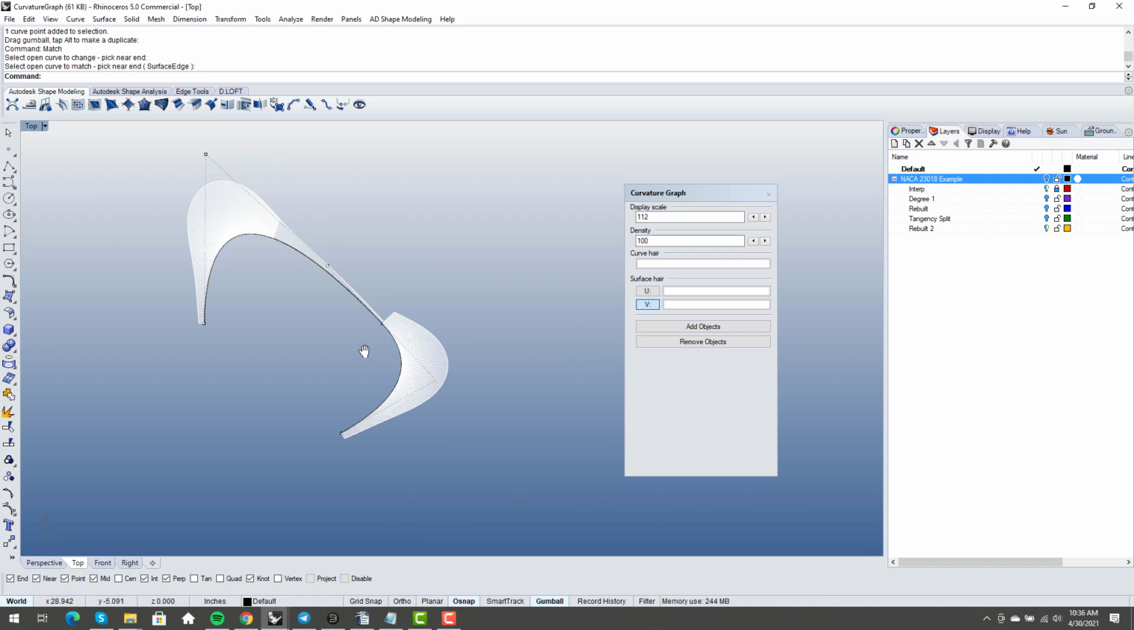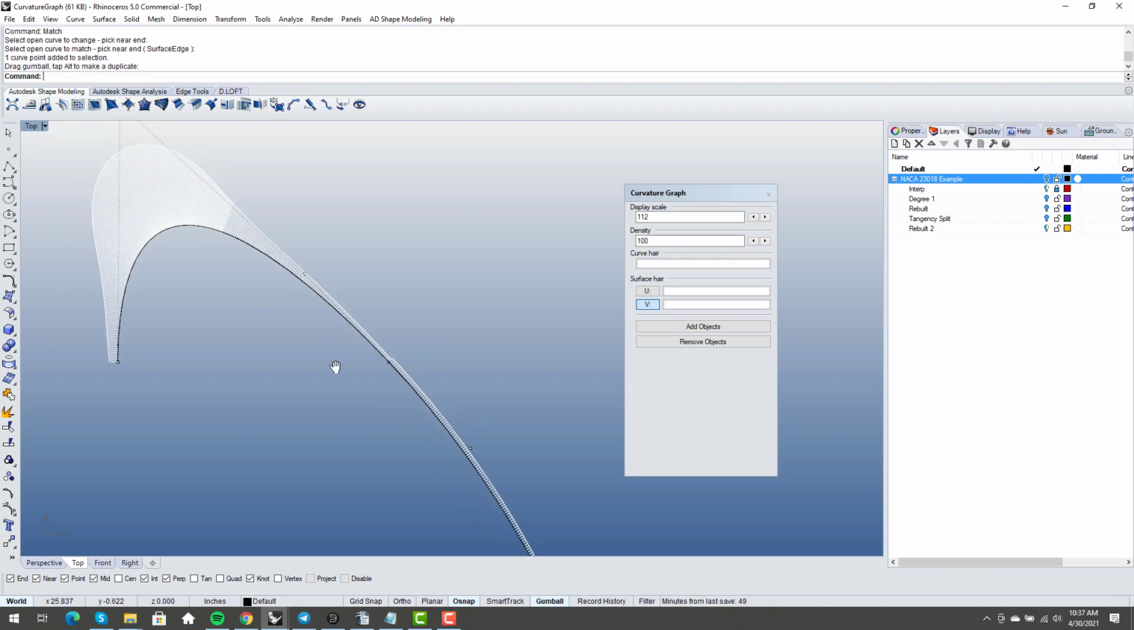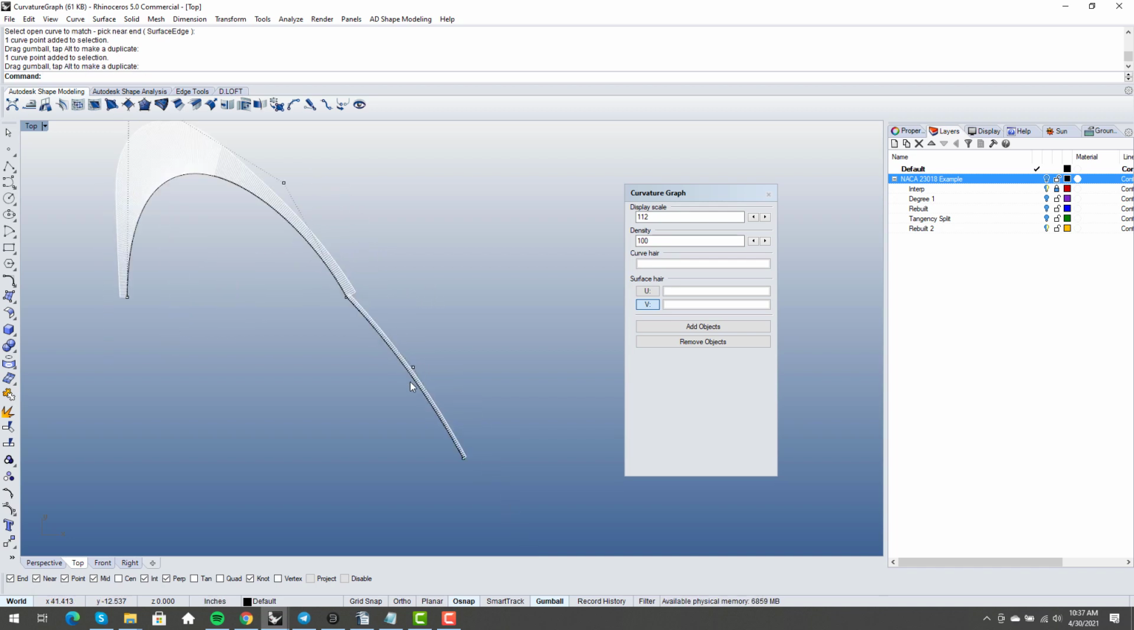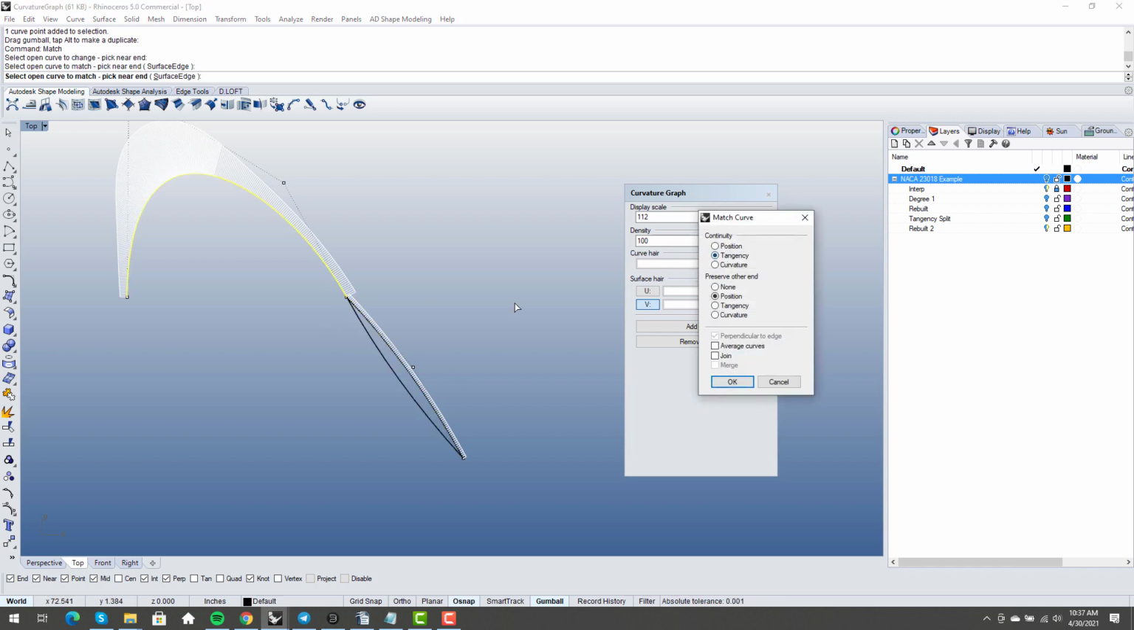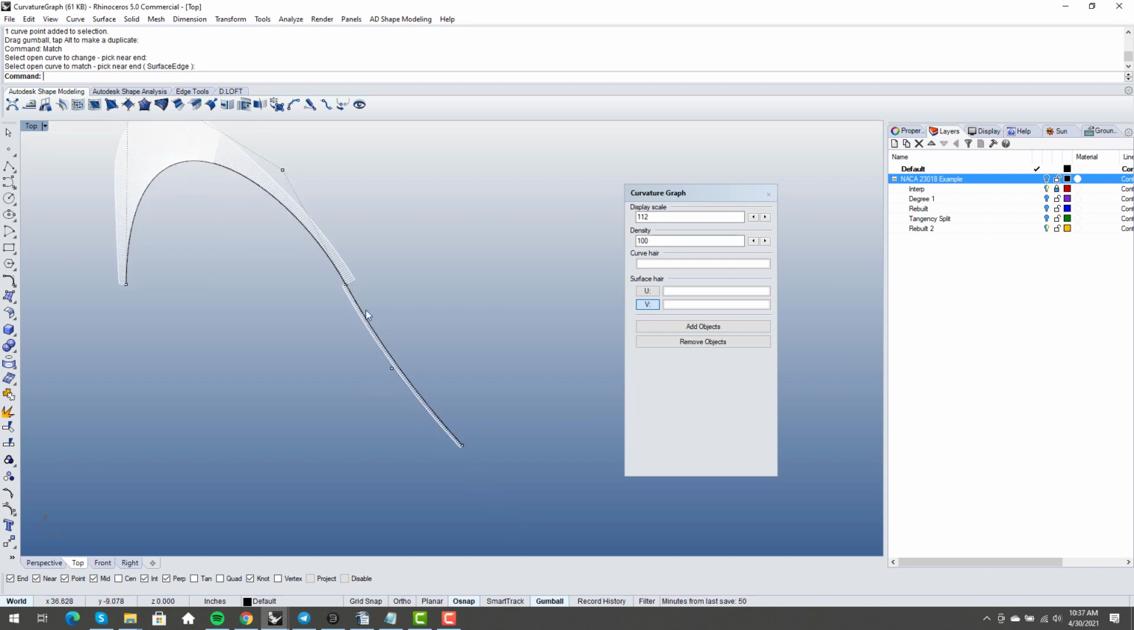Hopefully that makes sense. So now let's talk about what this looks like at curvature continuous, and I can use match. At curvature continuous, I'm going to give this one a little bit more curvature just so that we can have fun with it. And I'm going to use match again. I'm going to match this by tangent again. Great. When you get to curvature continuous, these corners need to line up with each other.